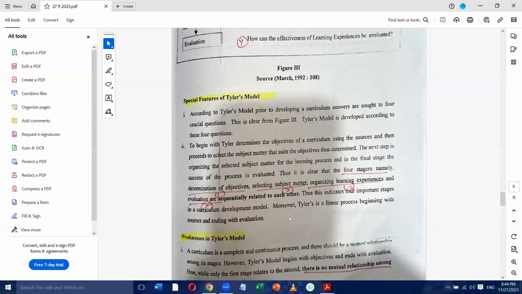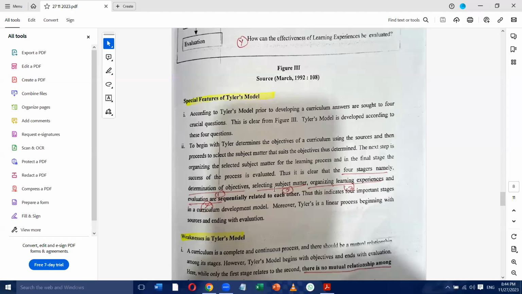Okay. So how can you do that? Considering these four, I'll just give you 5 minutes time, okay? Tarangamis and Savindi, can you speak something about the objectives, select the subject matter, organize learning experience, evaluate? But how can these matters be connected, interlinked, or cross-connected with each other in a bilateral way?